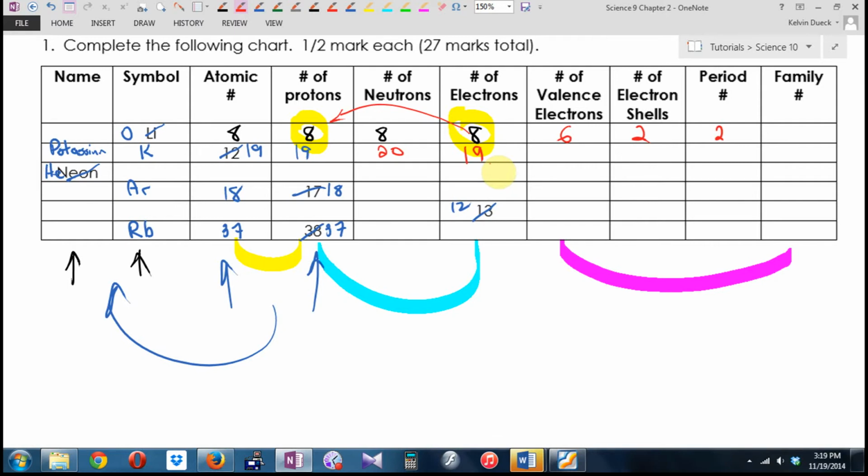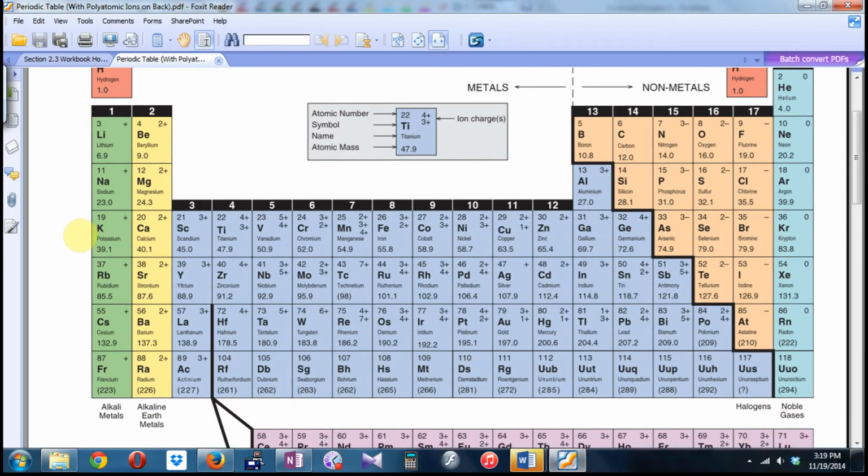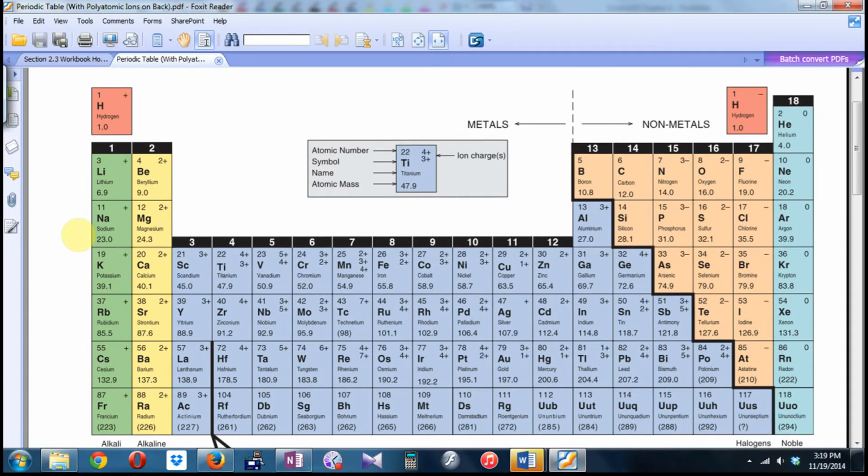Ooh, valence electrons. First of all, how many shells does potassium have? How many electron shells? 4. If you were drawing the Bohr model, how many electrons would you draw in the first shell? Look up, look up. Then, how many electrons would you draw in the next shell? 8. Then, how many would you draw in the next shell? 8. And now, how many would you draw in the valence shell?